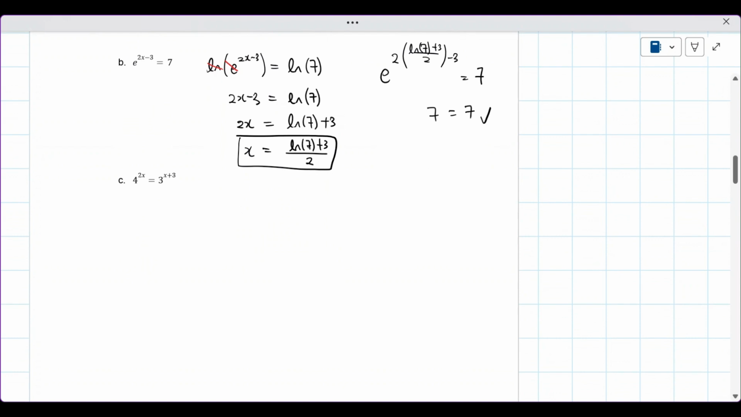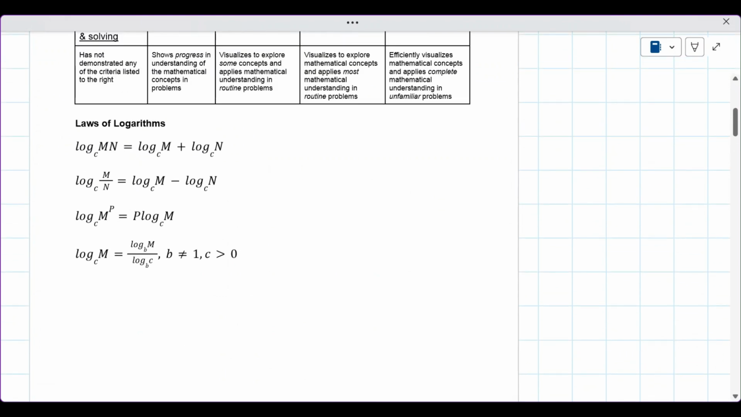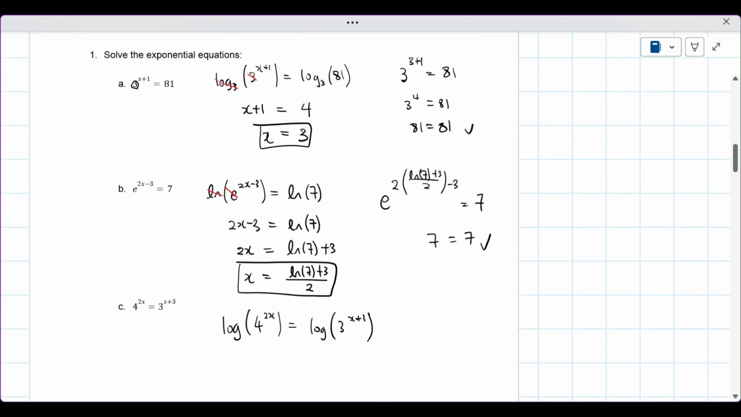Part C. 4 to the power of 2x equals 3 to the power of x plus 3. For this case, the bases are different. So it means that we have to do a log on both sides, but the base is not important in this case. So this time I'm just going to do a log on both sides without the base. Without the base, it means that the base is 10. So let's do log on both sides. Now, I'm going to use the power law of logarithms, which means that the power comes down as the coefficient of the logarithm.